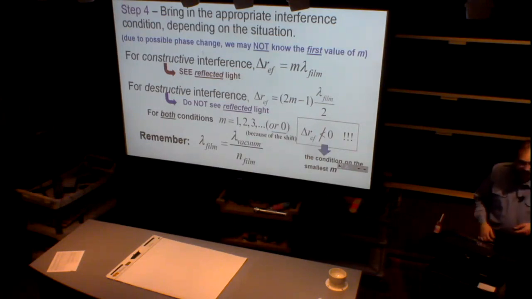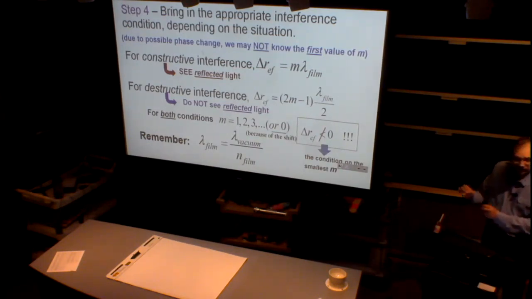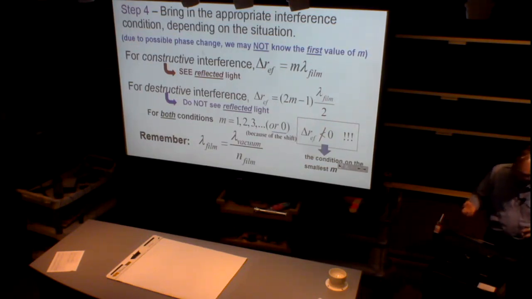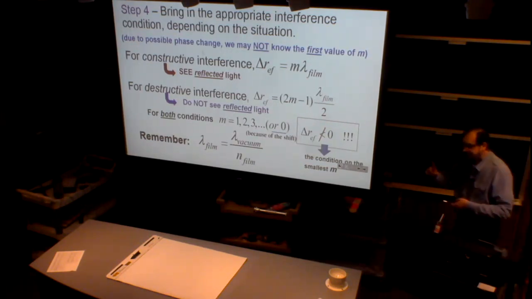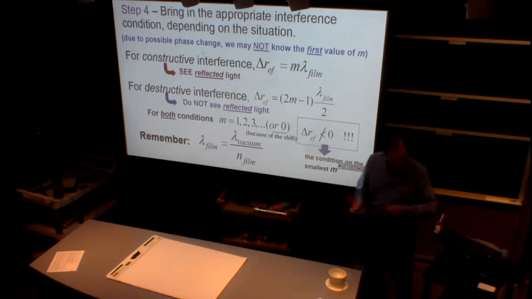Step 4, depending on the situation, we have to set effective path length difference to a specific condition. If we see reflected light, it's maximum. If it's canceled, it's a minimum. And step number 5, of course, solve it mathematically.